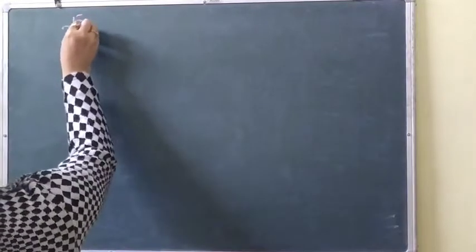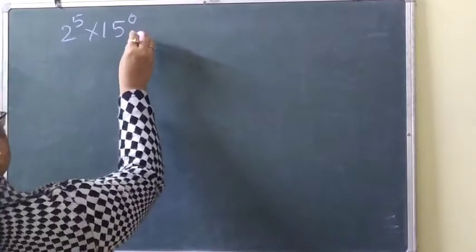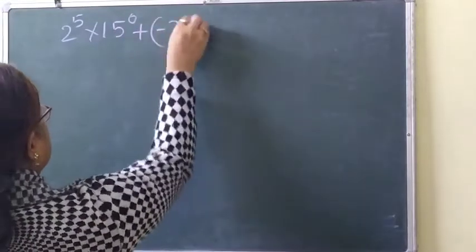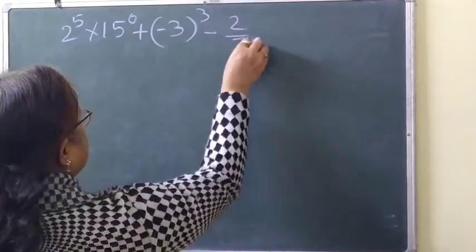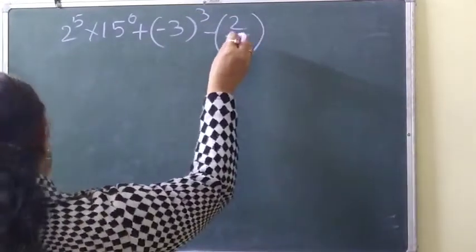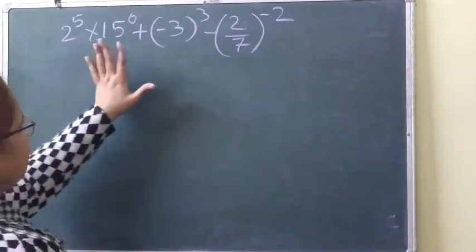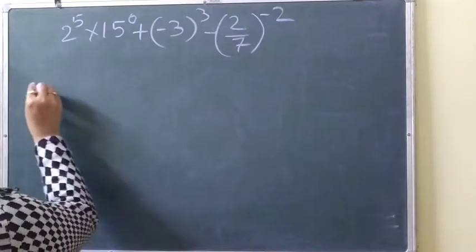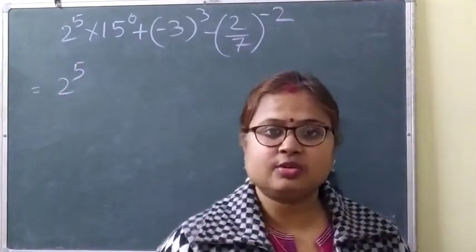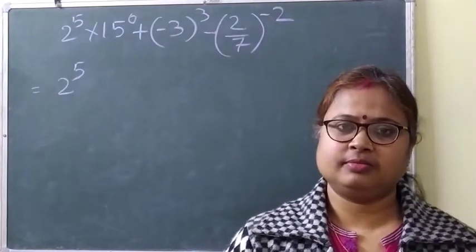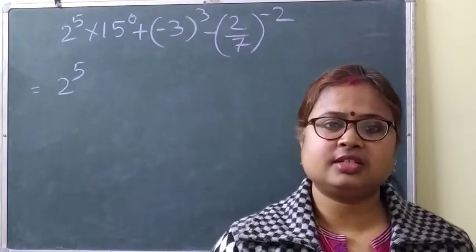2 to the power 5 into 15 to the power 0 plus minus 3 to the power 3 minus 2 by 7 and the power is minus 2. We have to use laws of exponent here. So 2 to the power 5 means 2 to the power 5. Now when the power is 0, the answer is 1. Clear? This concept is very clear. Whenever the power is 0, the answer is 1.